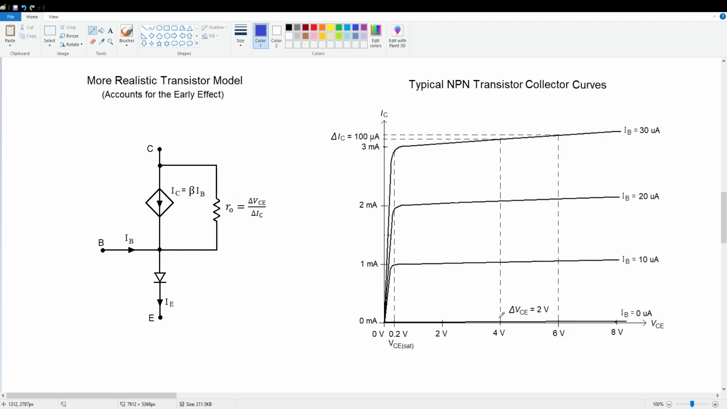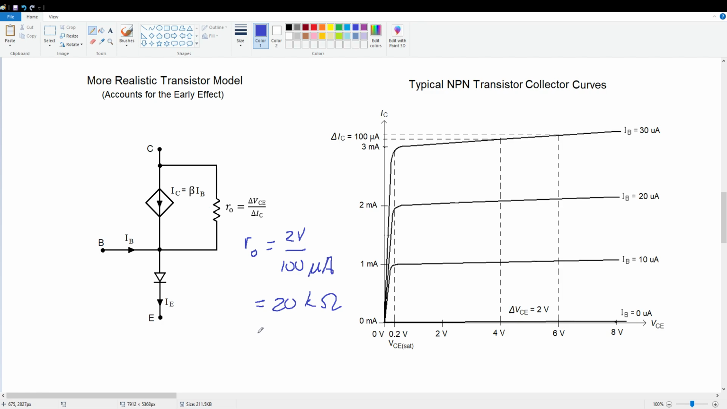All right, now if we had these curves in front of us on a curve tracer and these were the values we got, we'd see that for a change of 2 volts in VCE, we got a resulting change of 100 microamps in collector current. So we could determine the effective resistance of this current source, r sub o, by using delta VCE, 2 volts, divided by delta IC, 100 microamps, and that gives us a little r sub o of 20 k ohms for this particular transistor. That's a fairly realistic value for a transistor like a 2N3904.